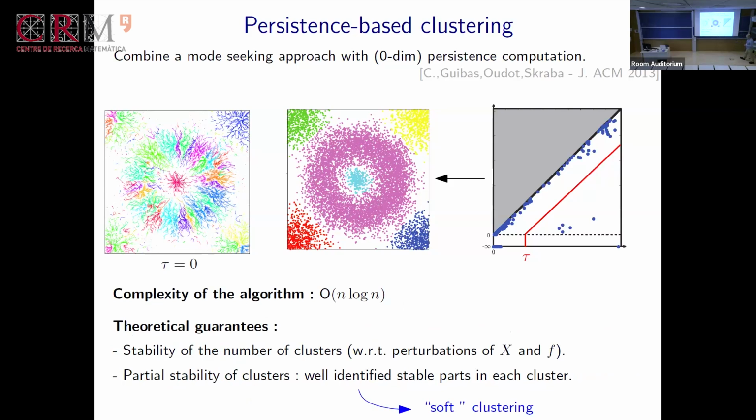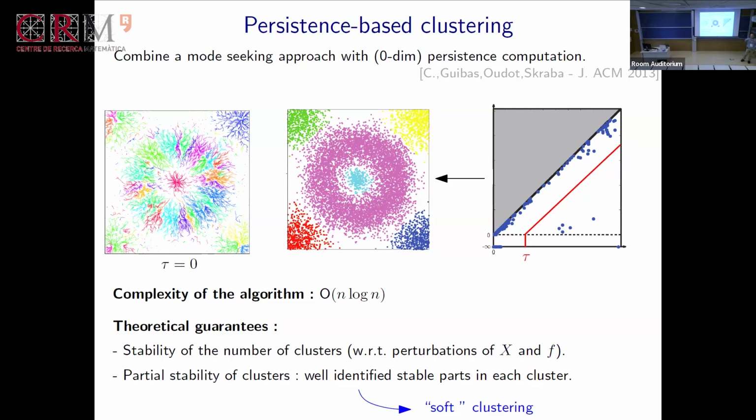And in fact, this algorithm comes with a few theoretical guarantees. Because of the stability of persistence, you can prove that you have stability on the number of clusters that you estimate, which is stability with respect to F and to perturbation of the data. It can be written formally. It's a bit technical, but there is something. And you don't have stability of the clusters themselves, because if you think about it a few minutes, you will realize that there is no hope.